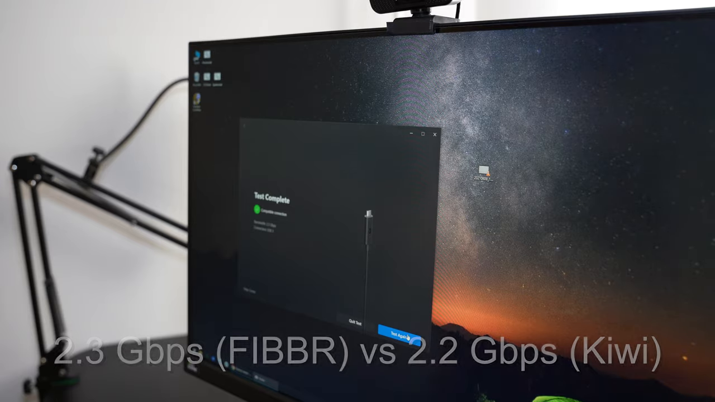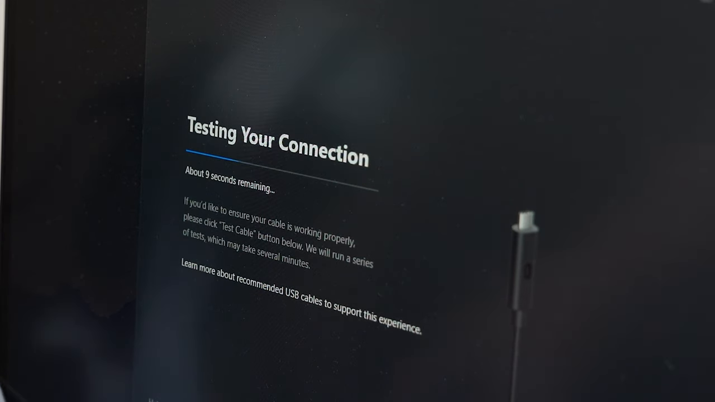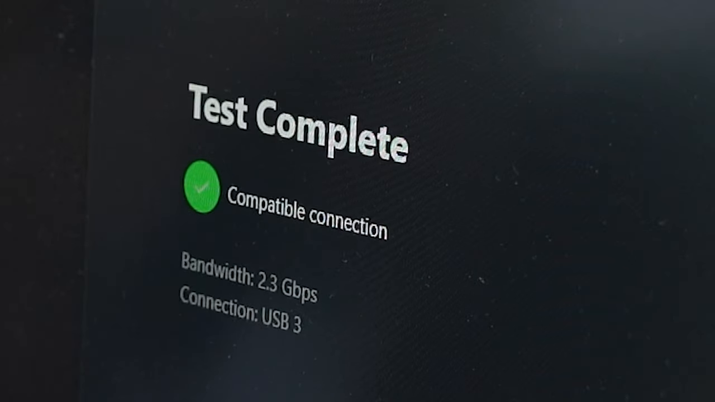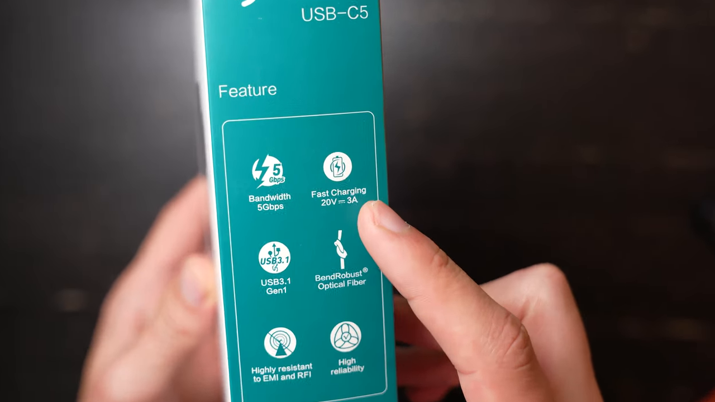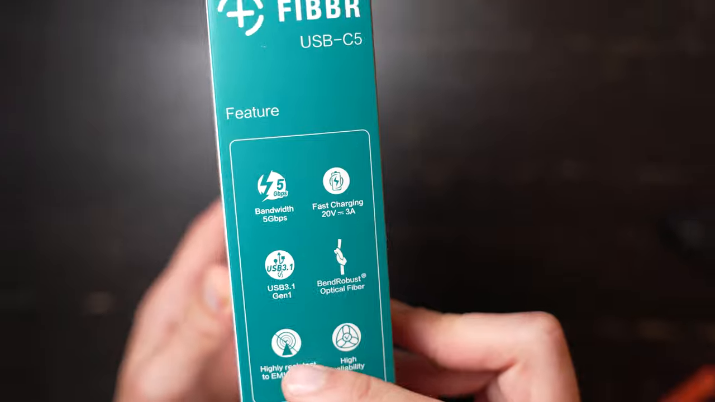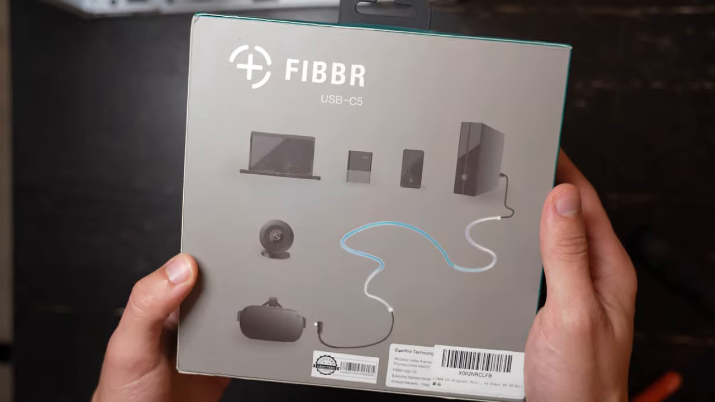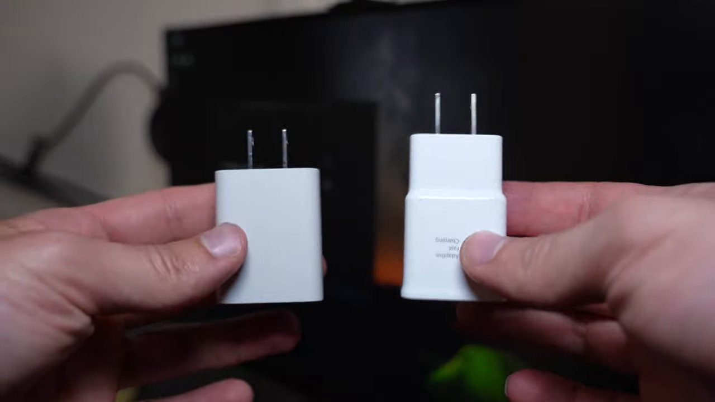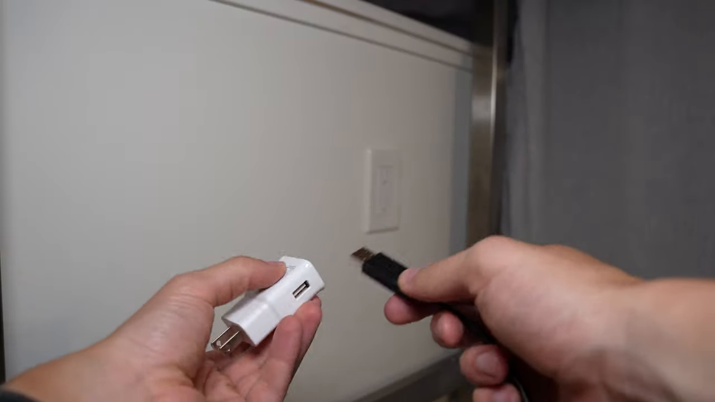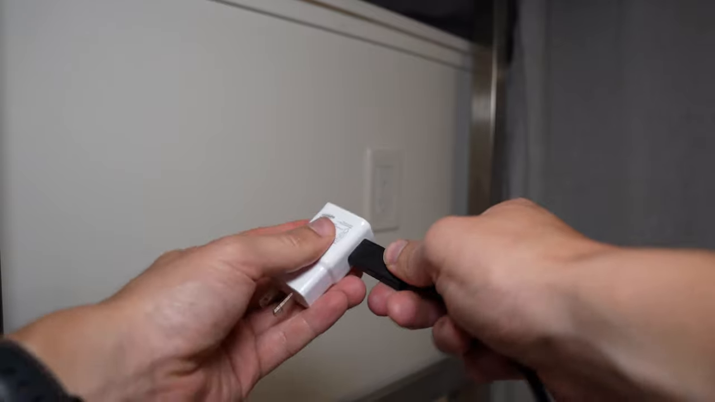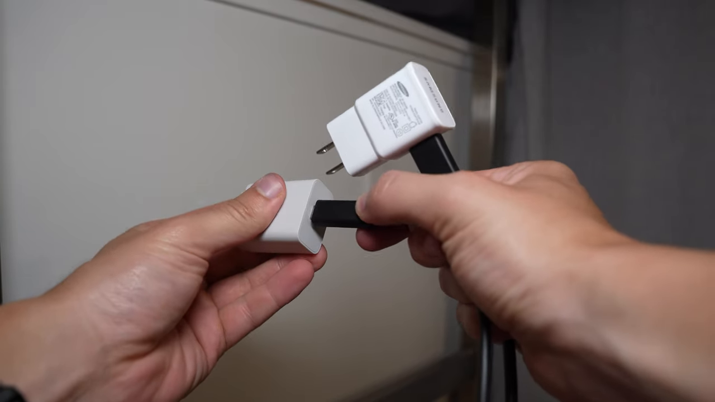In terms of the bandwidth, I measured the two cables, and I did get consistently faster speeds with the FIBBR cable at 2.3 gigabits per second versus 2.2 gigabits per second. So let's talk about power delivery and charging your Quest 2 while you use it. One huge benefit with the FIBBR cable is that it has a much better potential power delivery. Let me explain that. Comparing the FIBBR cable with the QE cable, I was able to charge my Quest 2 significantly faster using a standard USB power brick.